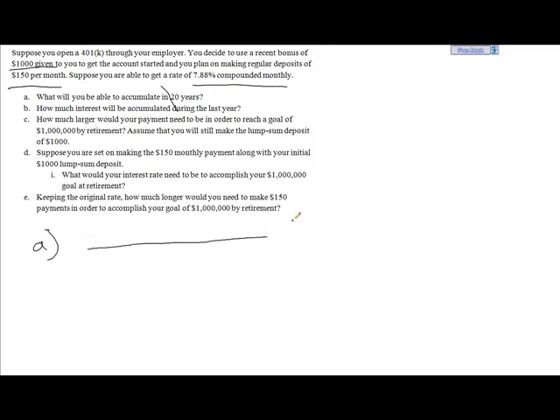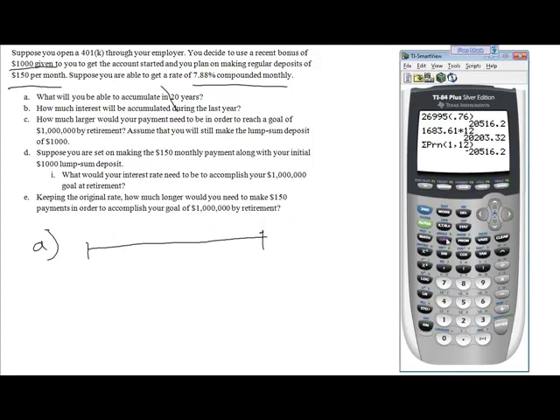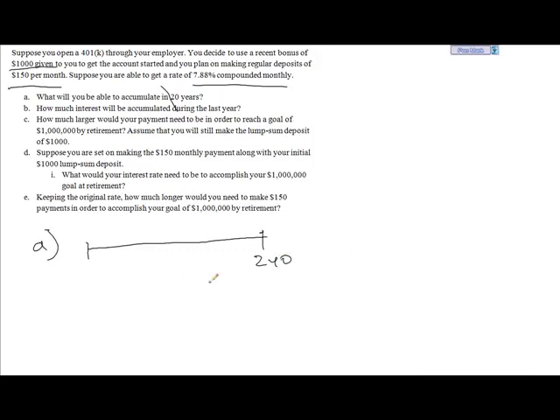Since this is compounded monthly, I'm going to draw my time diagram real quick. 20 years, if you don't know it in your head, you can always type it in here. Times 12 is going to be 240 months. So 240 months is going to be the length of the investment. We're going to put away $150 a month.